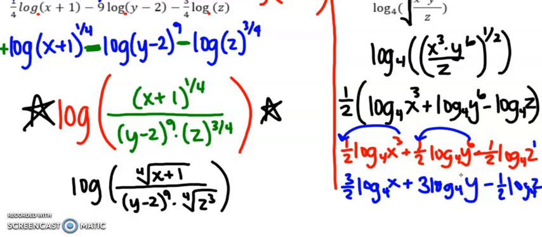Keep in mind there are other ways to do this one. You could have started by applying this 1/2 exponent to the 3 and making this a 3/2 and this a 3 and this a 1/2, and then you don't have this here and you swing those down.